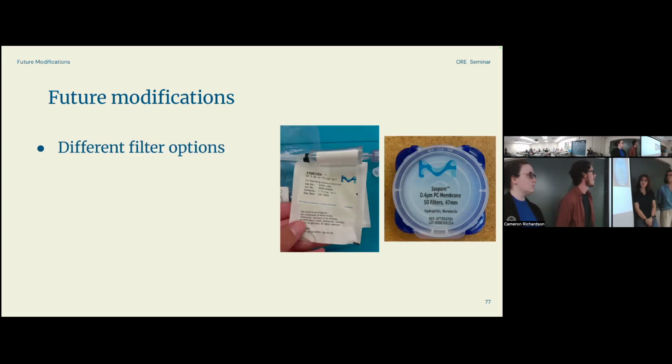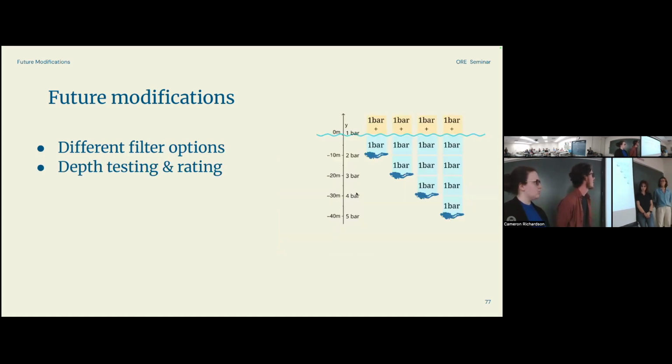We also, as Kaya said, had some difficulty trying to generate different filter options, because sometimes when we're collecting organics, you want to make sure we're flushing out all those little microbes. So we're going to look at that in the future.